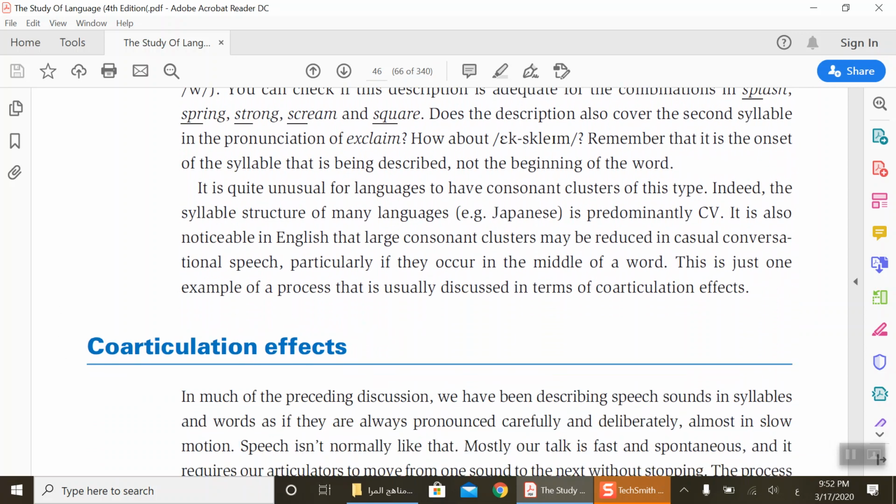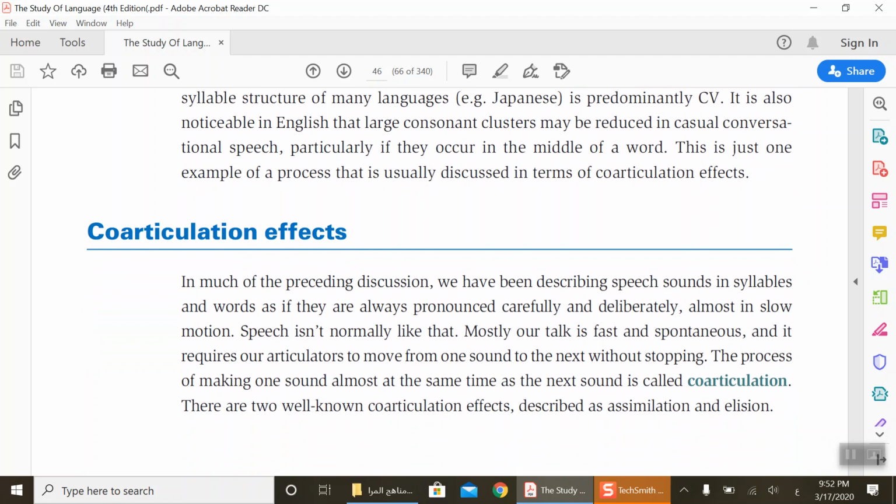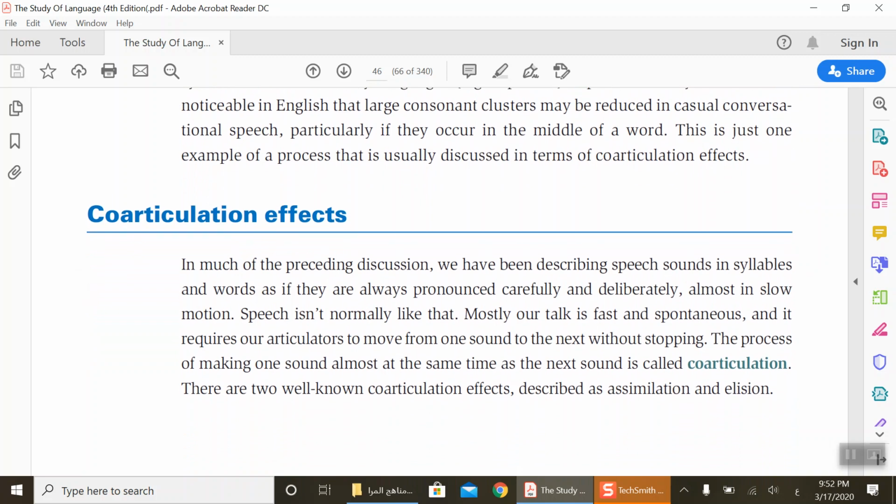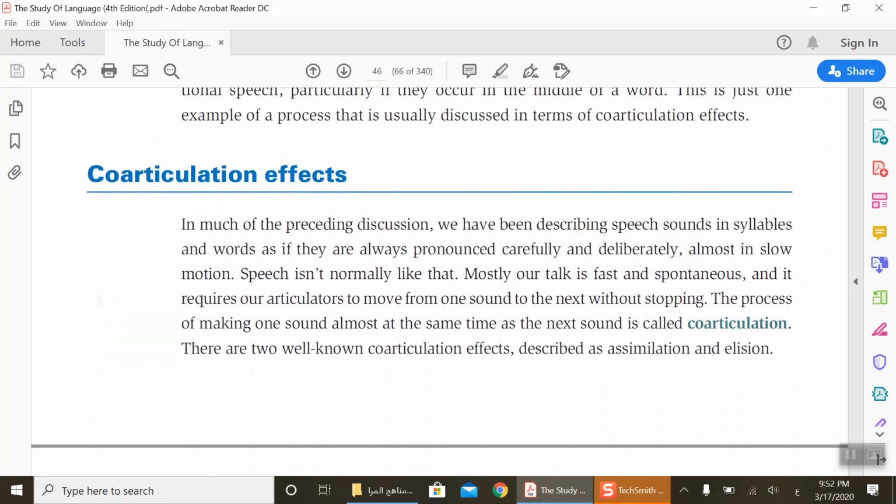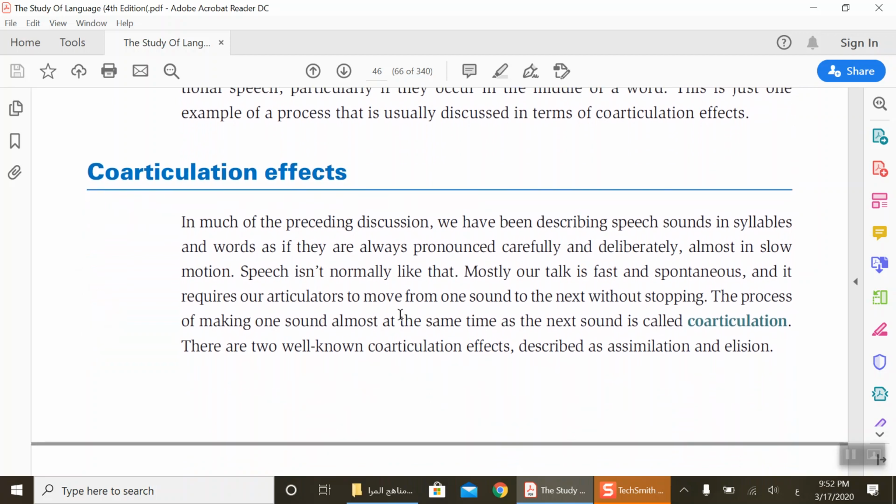And we have co-articulation. Co-articulation in Arabic means التجانس أو المجانسة. In much of the preceding discussion, we have been describing speech sounds in syllables and words as if they are always pronounced carefully and deliberately, almost in slow motion, right?